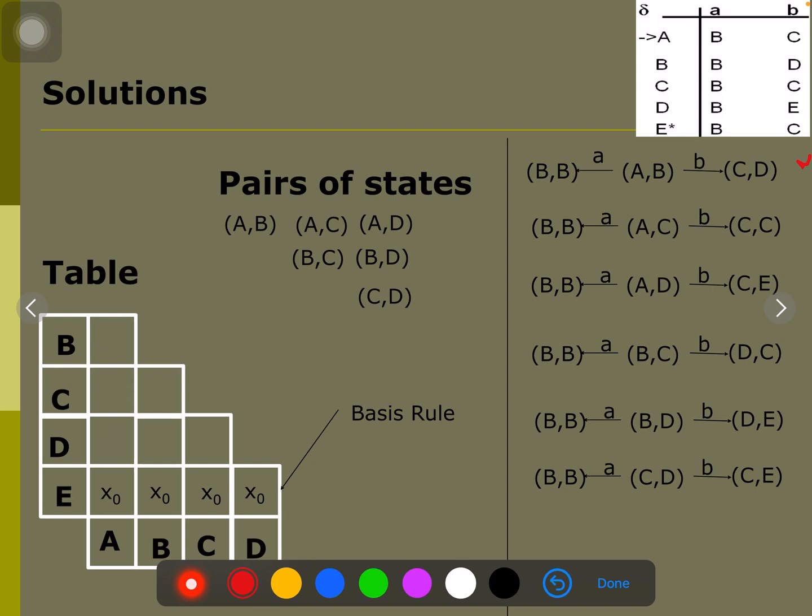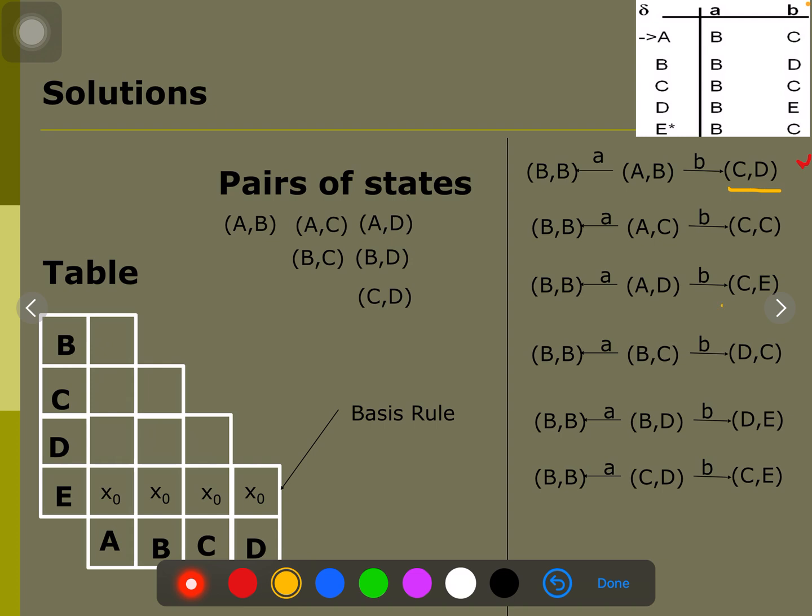How to make that call? Look at this, I'll explain. First I have to check the resulting states. Is CD marked by X naught? No, it is not marked by X naught. So CC, BB is not possible.